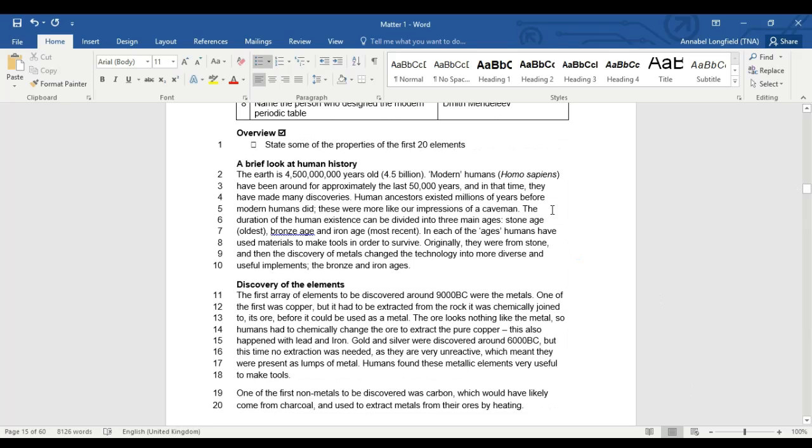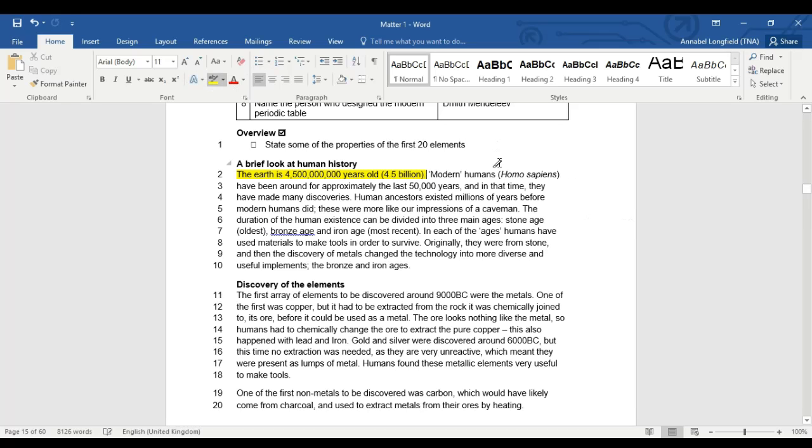So, the thing that we are hoping to do by the end of this lesson is to state some of the properties of the first 20 elements. And in order to do that, the first thing that we are going to do is take a brief look at human history. So, the Earth is about 4.5 billion years old, which is obviously an extremely long time.